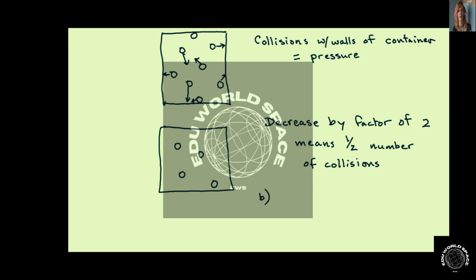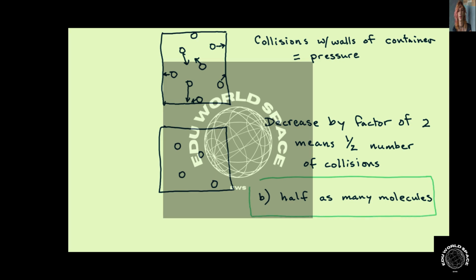If we've decreased the pressure by a factor of 2, in other words, we've cut it in half, what we're going to have is half as many molecules. That gives us half as many collisions, therefore reducing the pressure in half, or by a factor of 2. So half as many molecules would be our correct answer.